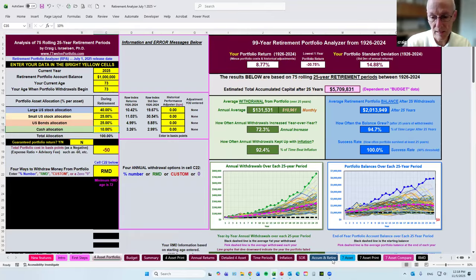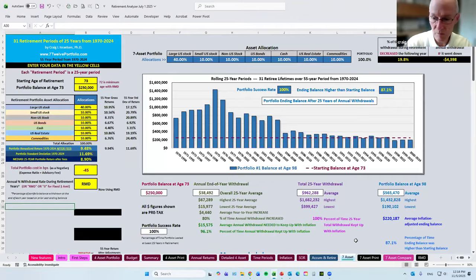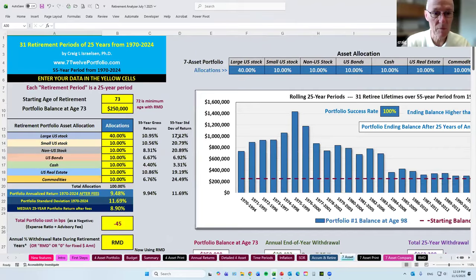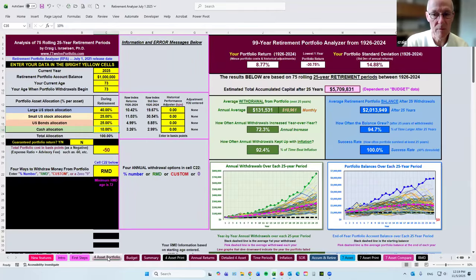And this tool actually has another set of tabs where, if you wanted to do a 7-asset model, let me get that bigger, you can do this. It doesn't have as many time frames because we can't go back to 1926. We don't have the data. But this allows you to look at 7 asset classes, a little more granular over a shorter time frame. But to give you the spirit of this tool, let's just focus on the 4-asset.